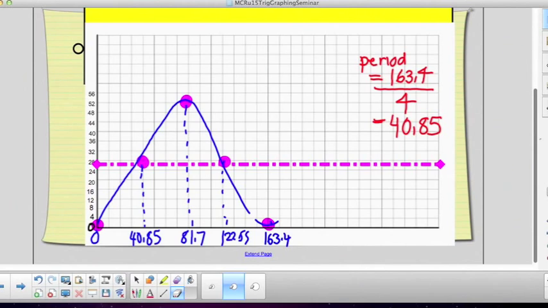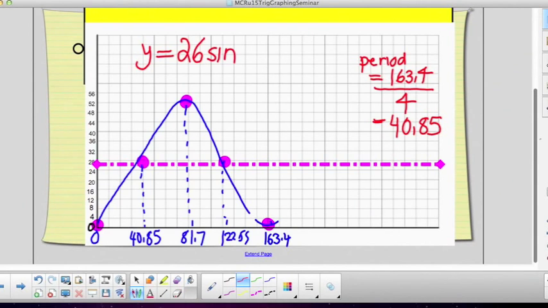Now, if I wanted to make an equation for this, y is equal to, what is my amplitude? Amplitude, 26. And if I want to make this a sine curve, right?